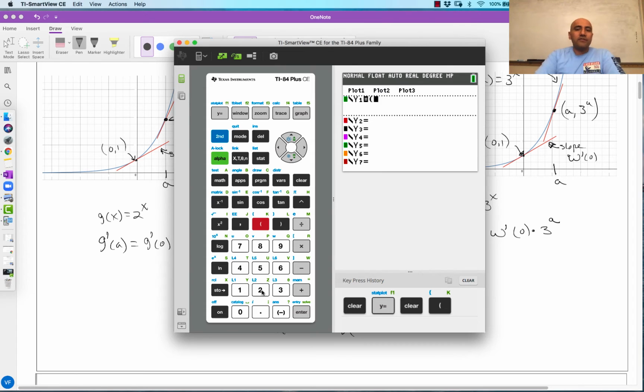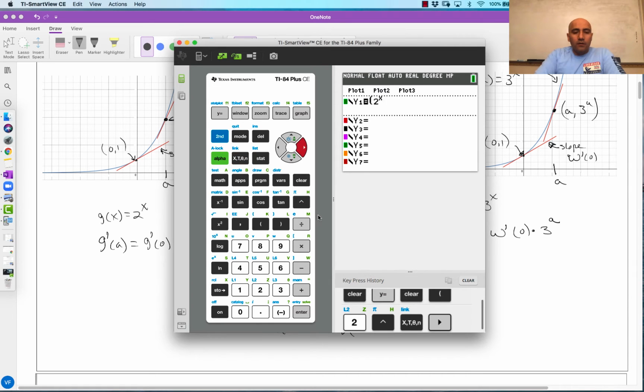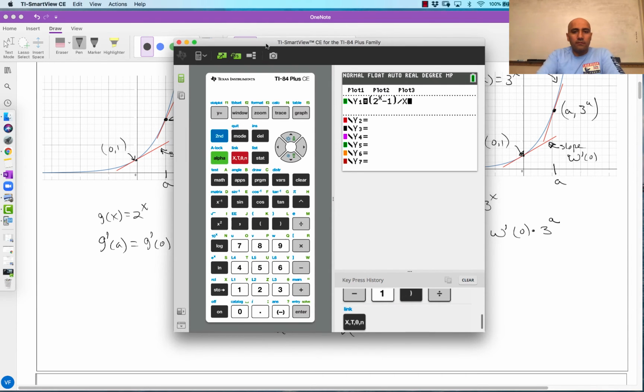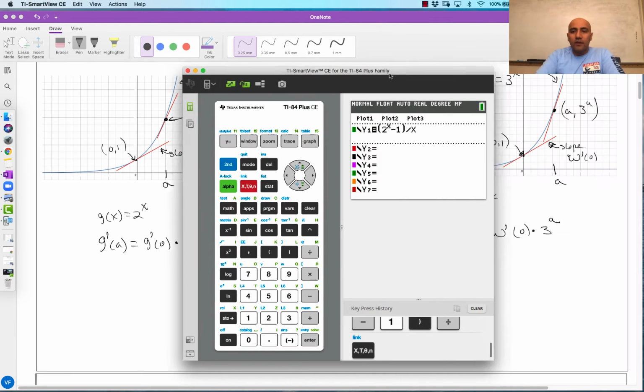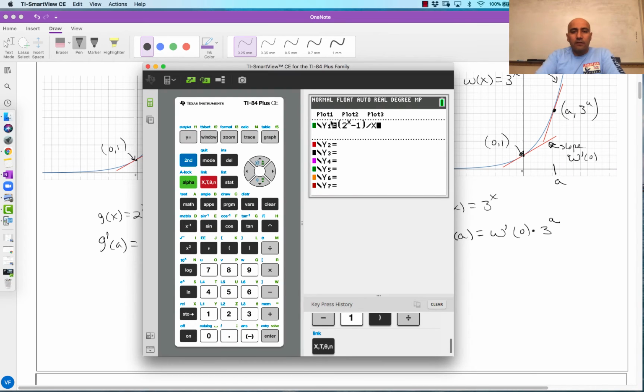Now remember, our calculator doesn't like to do h, so we'll have to do 2 to the x power minus 1, close parentheses, divided by x. That's exactly this equation, except I replaced everything with an x, because our calculator doesn't like to do anything in h. Okay, so now that we type that in there, make sure that there's no other equations, and we're going to go over our table.